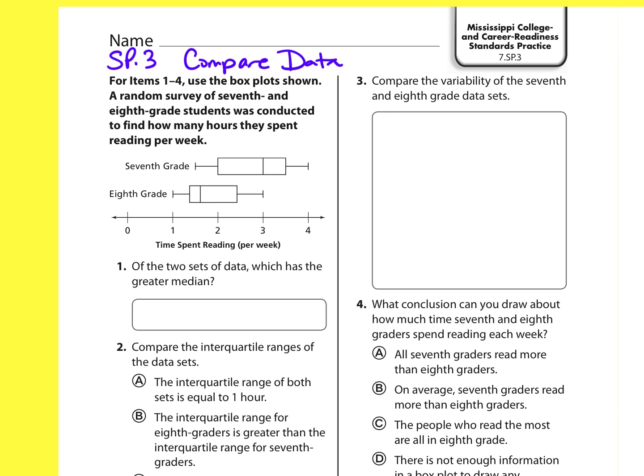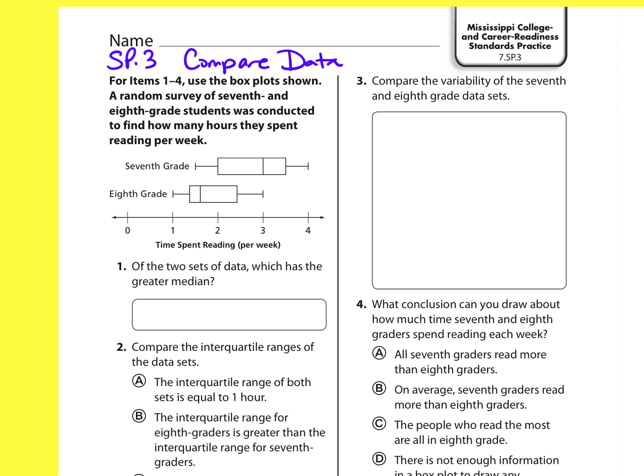Today we're going to look at standards SP3 and SP4. These are statistics standards and they are heavily focused on looking at data, comparing them using measures such as mean and median, the range, the interquartile range. Sometimes we're looking at box plots. Sometimes we could be looking at a dot plot. Sometimes we're just given some information.